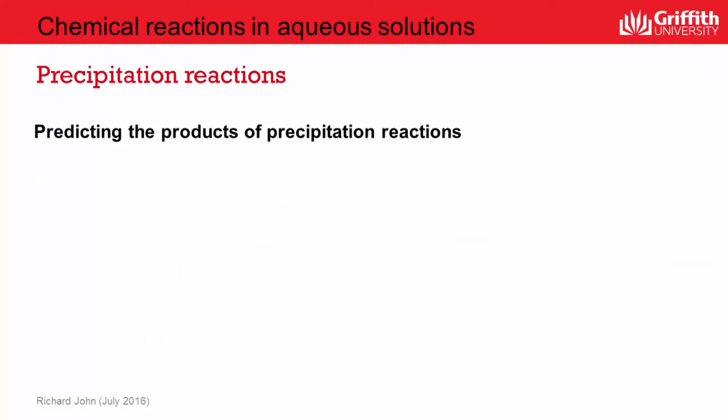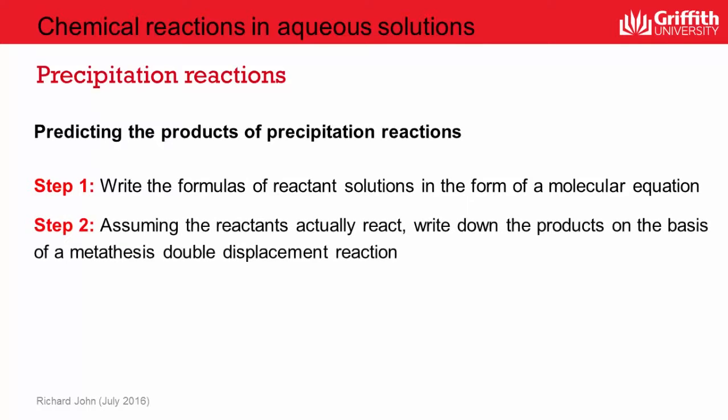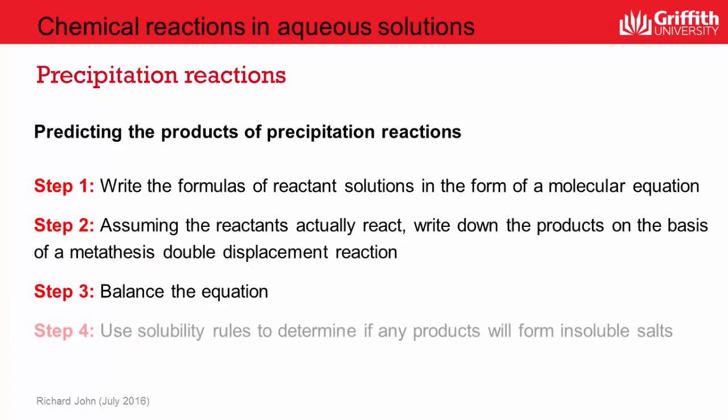So just a summary, the steps in predicting the products of precipitation reactions: write the formulas of the reactant solutions in the form of a molecular equation. Assume that the reactants actually react and write down the products based on a metathesis double displacement reaction where we just have a swapping of the anion and cation pairs. We then balance the equation, make sure we write down the correct chemical formulas first, and then make sure we use our solubility rules to determine the subscripts for those products.